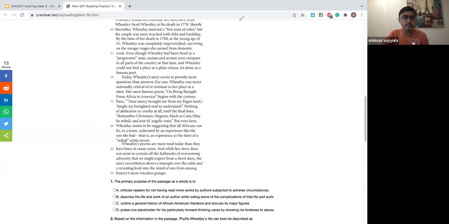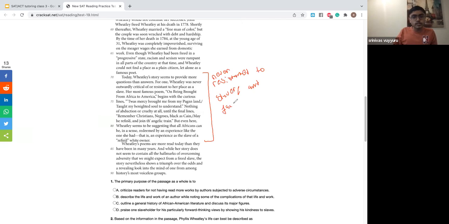But even here, Wheatley seems to be suggesting that all Africans can be, in a sense, redeemed by an experience like the one she had. That is, in the experience as a slave of a refined white owner. So basically, this paragraph talks about how she was never resistant to slavery, and gave examples from her work.